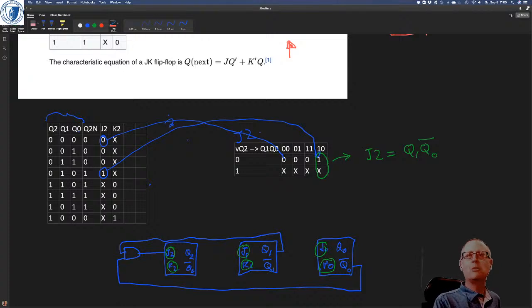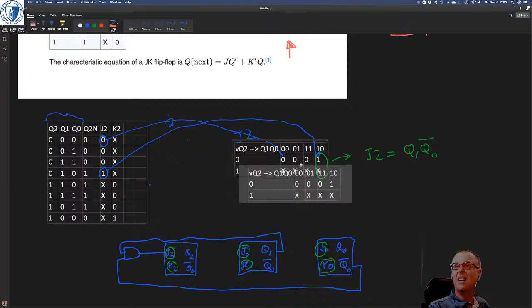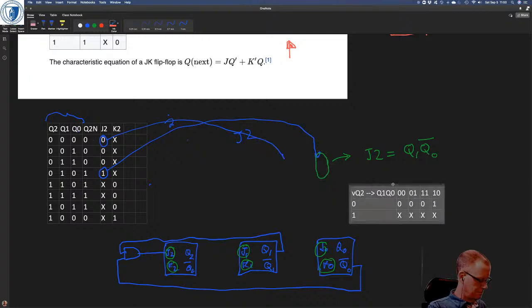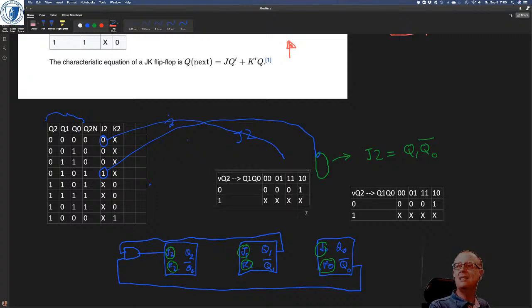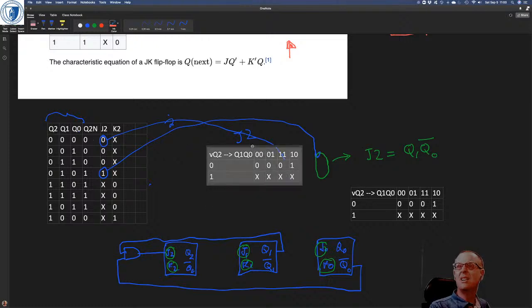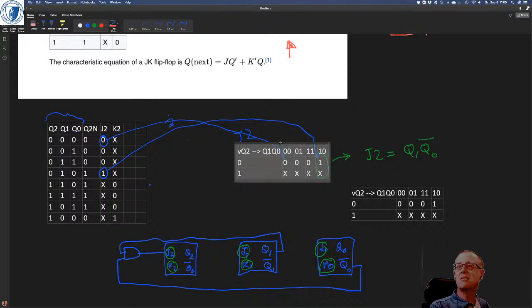And then now we've got to do the same thing again for K2. And let me just grab a copy of this. Right, and actually I'll just leave this one up here. This is the J2 one, and let's just line it up so that we get everything right. And I'm going to use this one for K2.